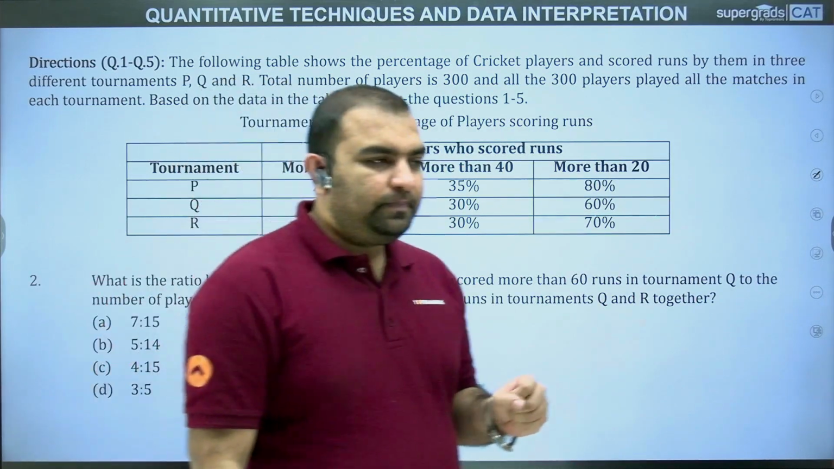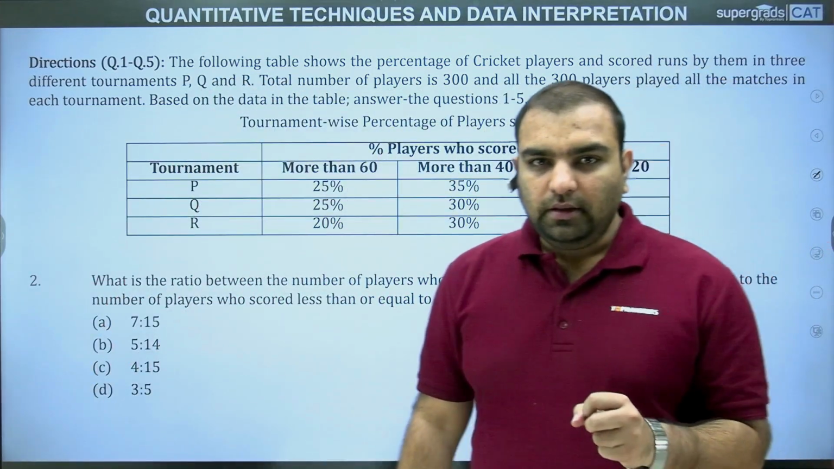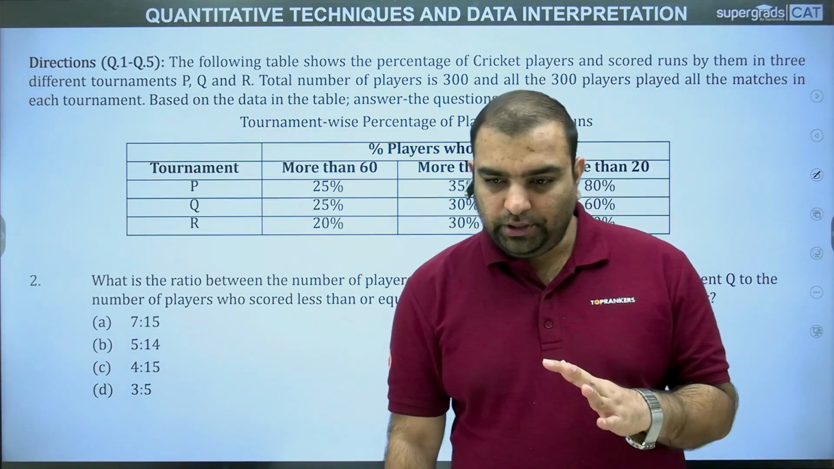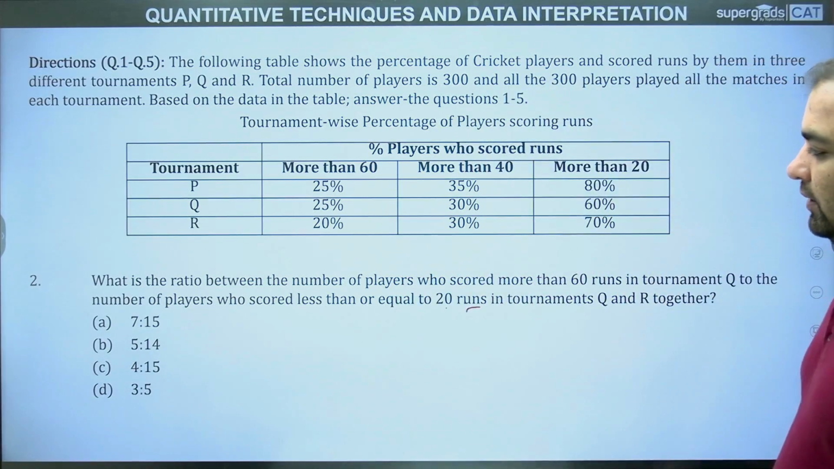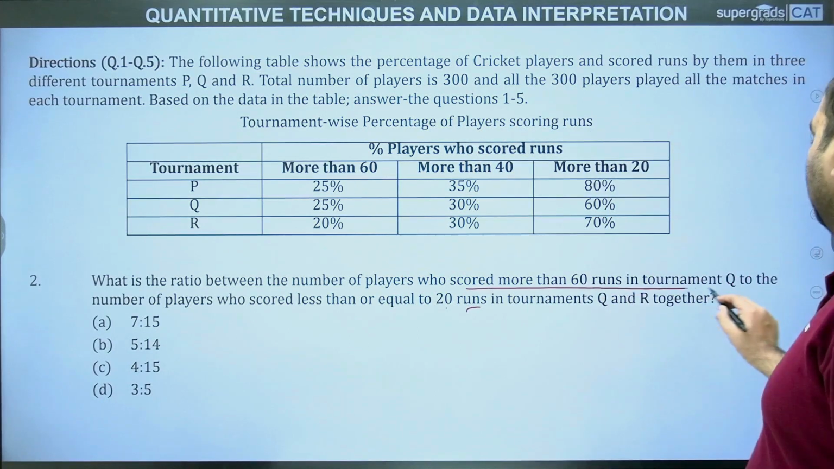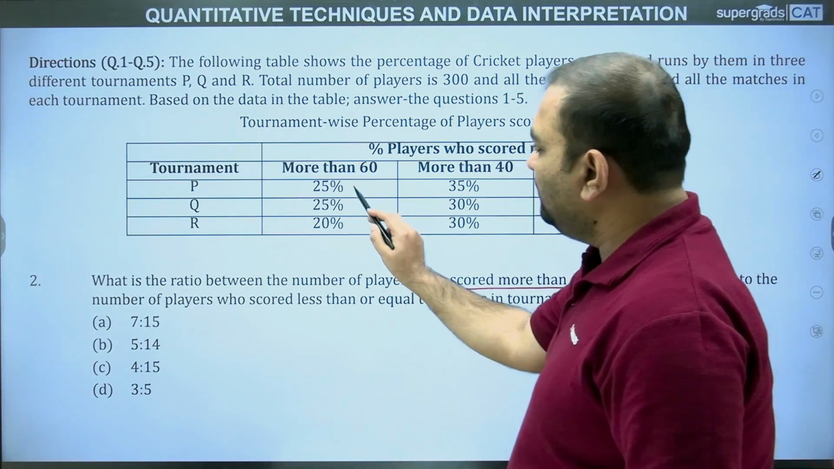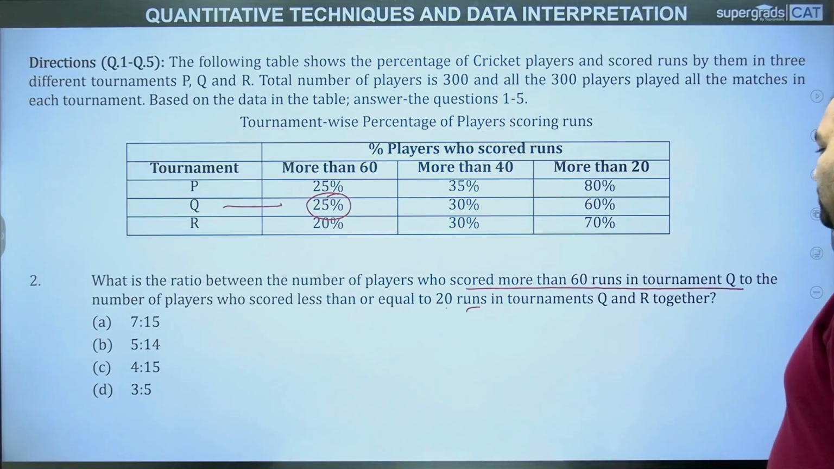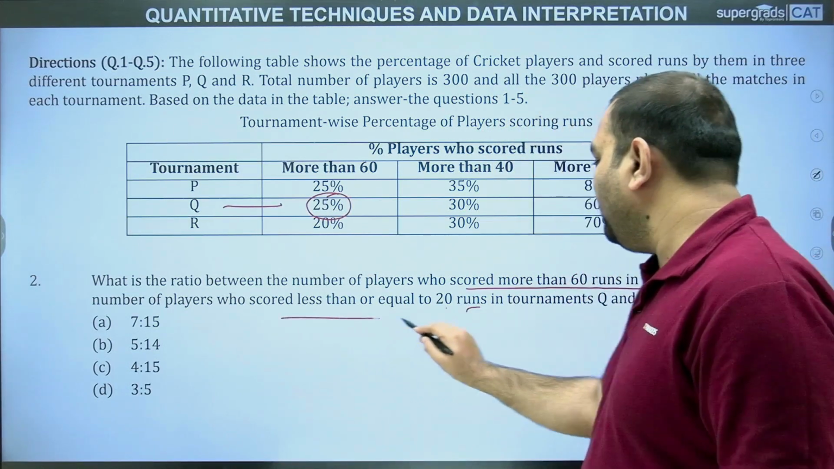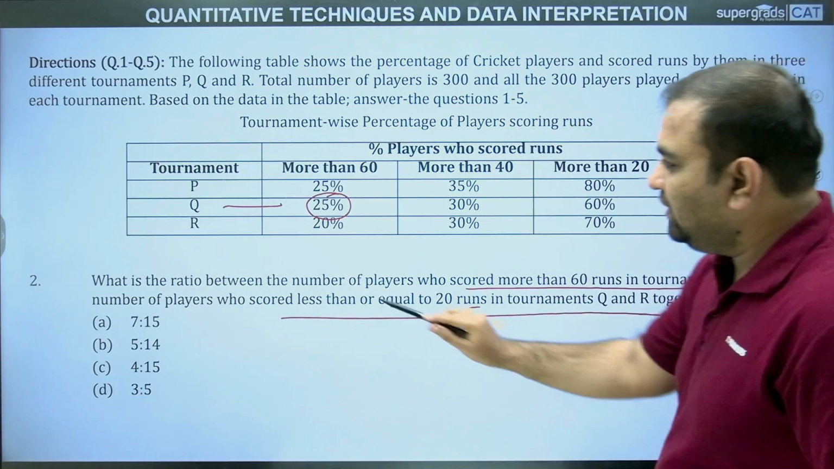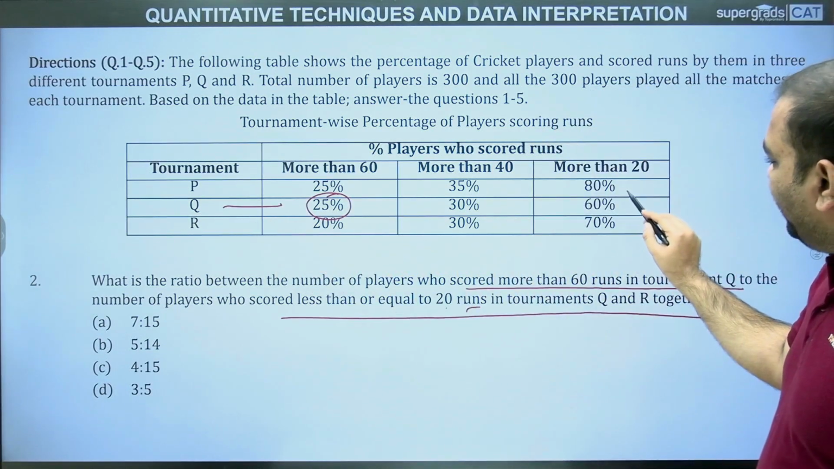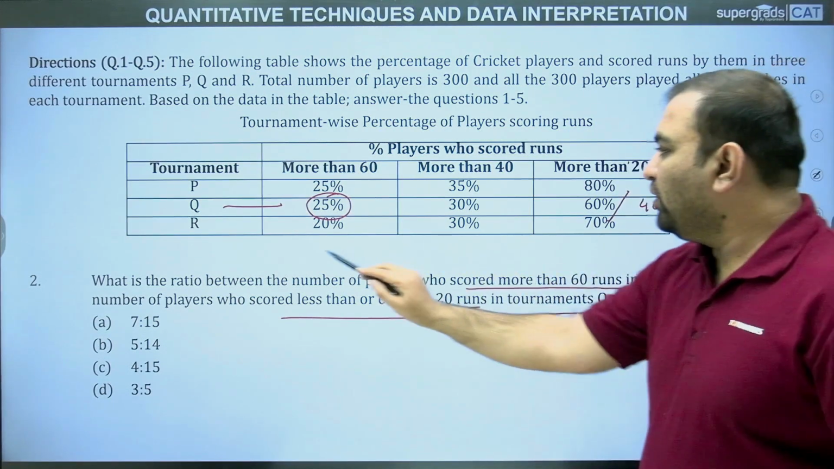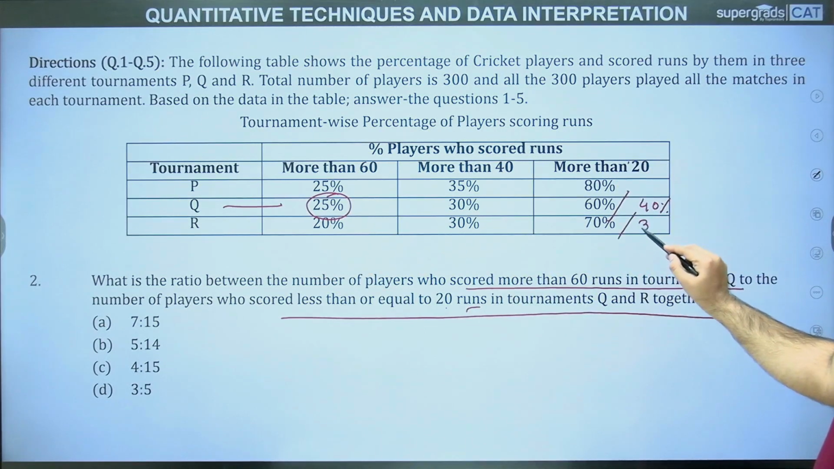Next. This will give you a very good idea about the data interpretation section of the CMAT, what is expected to come in your examination as well. Number of players who scored more than 60 in the tournament Q: 25%. To the number of players who scored less than or equal to 20 in Q and R together. Less than 20: more than 20 is 60%, so less than 20 is 40%. More than 20 is 70%, so less than 30%.